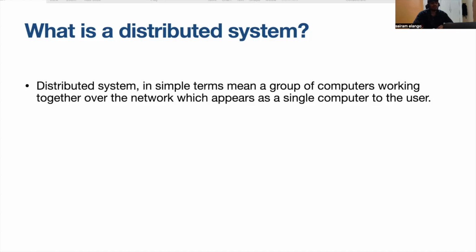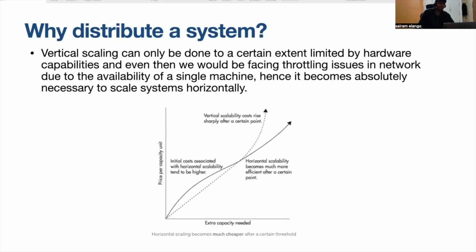The next question would be, why do you need a distributed system in the first place? Why can't we just have one very powerful single machine that runs these kinds of computations and activities, right? So why do we need a set of small computers clubbed together to perform this?